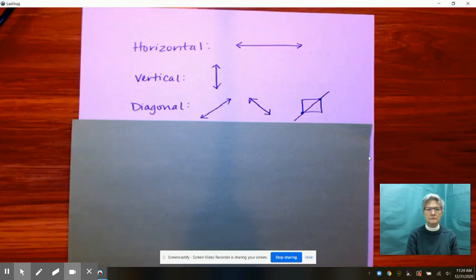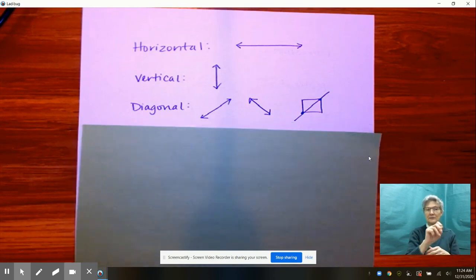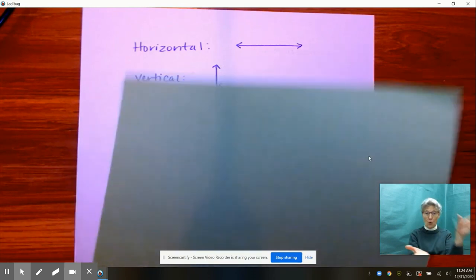So we're going to talk about symmetry now. Not all shapes have a line of symmetry. A shape has a line of symmetry if it can be folded where there's a line that has two parts that match exactly. So let's explore what that means.